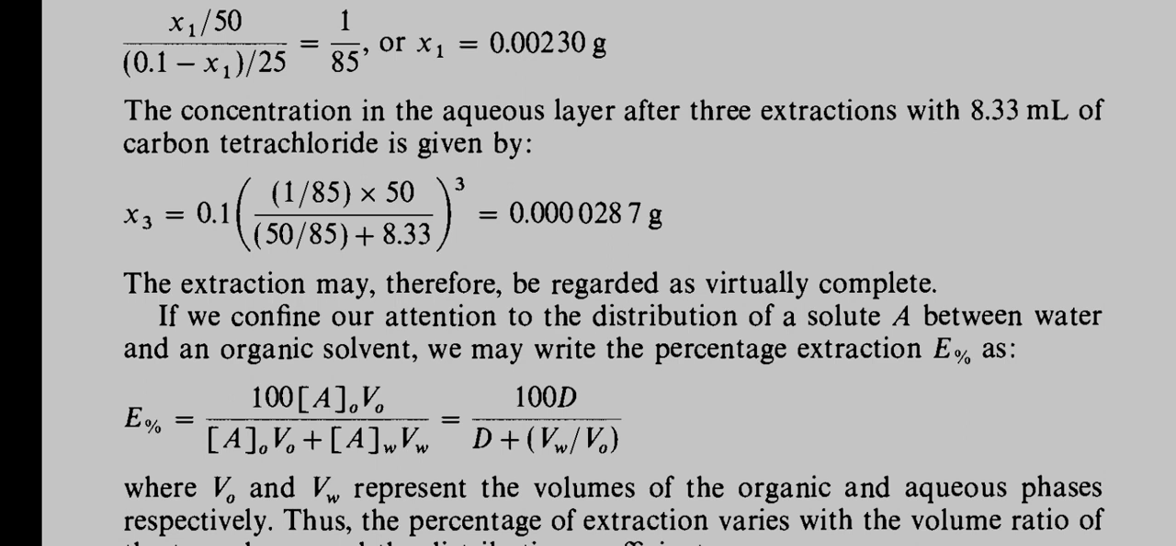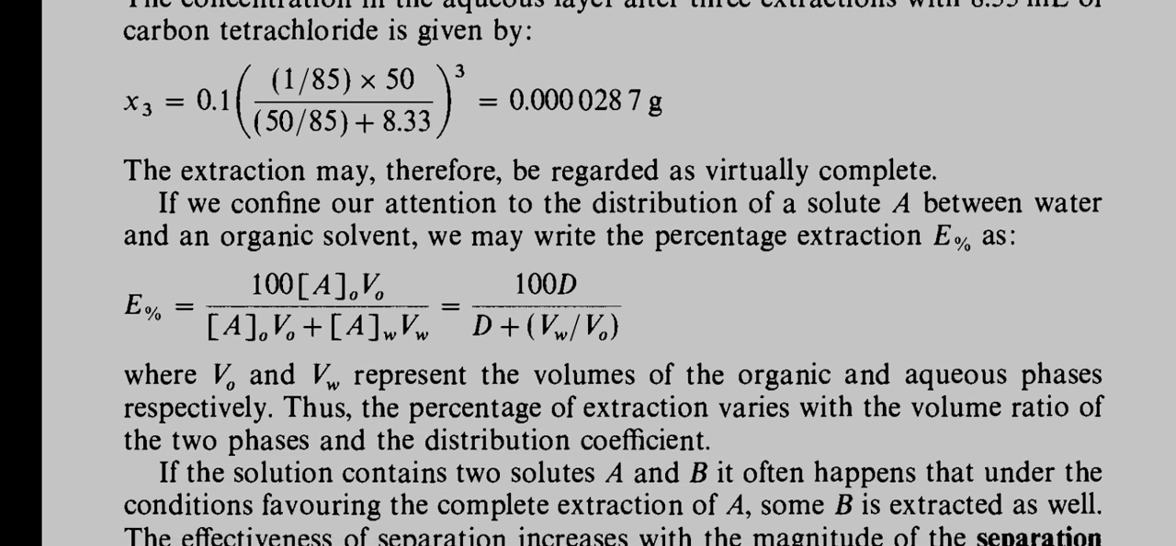The concentration in the aqueous layer after 3 extractions with 8.33 ml of carbon tetrachloride is given by x3 equal to 0.1 [(1 by 85 into 50) divided by ((50 by 85) plus 8.33)] whole power 3 equal to 0.000287 gram. The extraction may therefore be regarded as virtually complete.